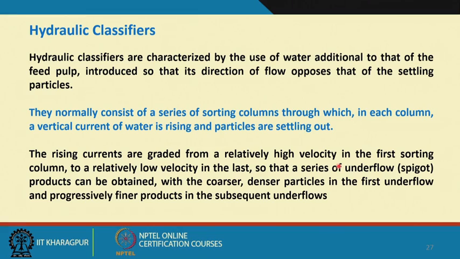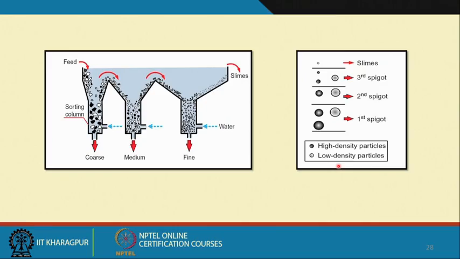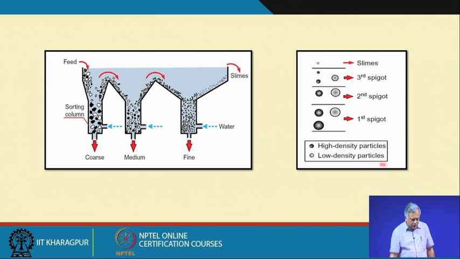The 100 to 80 micrometer particles have a relatively higher settling velocity. So I need a much higher upward velocity of rising water than I would use for the relatively finer material, where we will be dealing with 30 to 10 micrometer particles. How do we do it? We do it progressively, like you have 3 sorting columns.